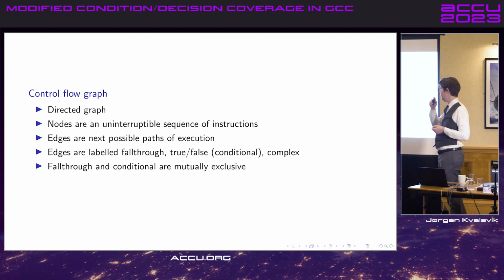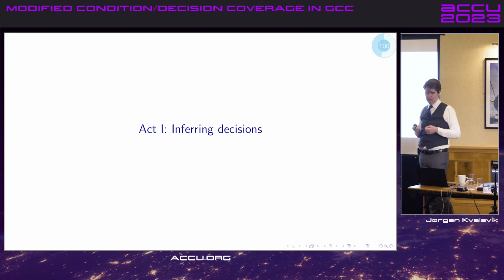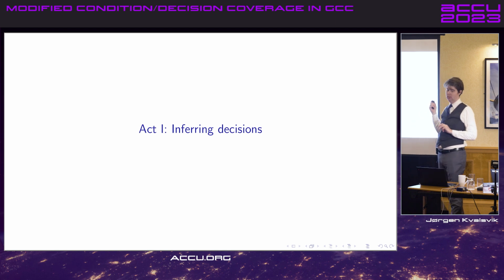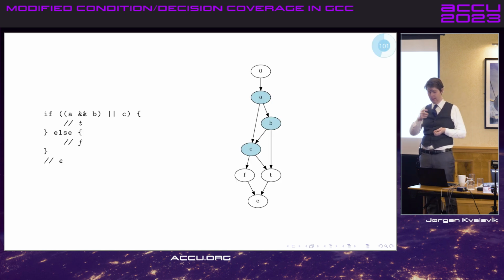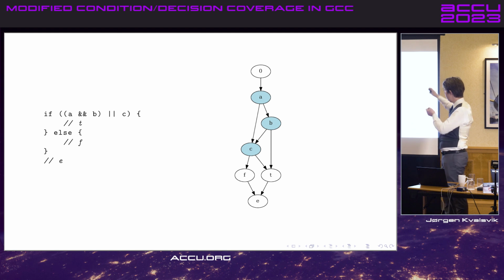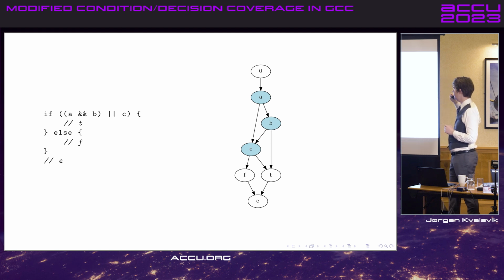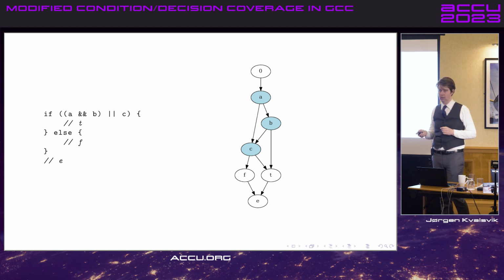They're mutually exclusive. Okay, so this problem is in, well, 3 phases. And the first is, first we need to infer what our expressions actually are, what are the decisions we need to make. So in this case, for this full control flow graph for the program, I've here highlighted the conditions. So this is the result we want. Given this graph, we want to figure out that the expression is A, B, and C. Okay?